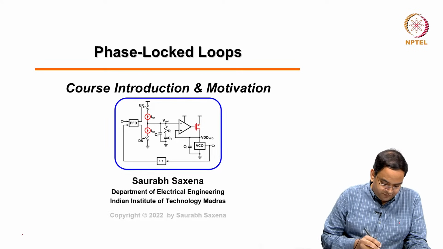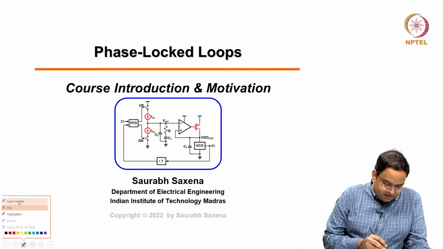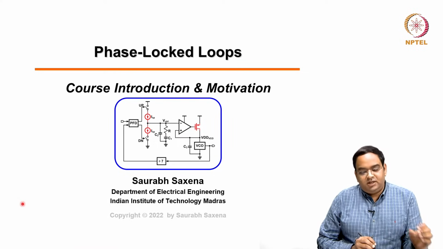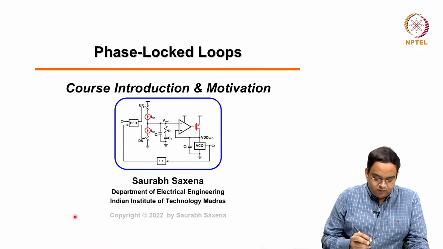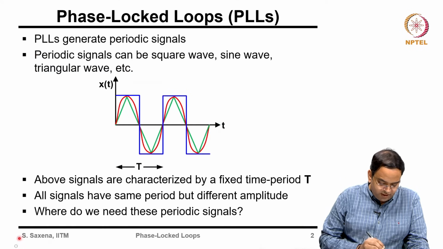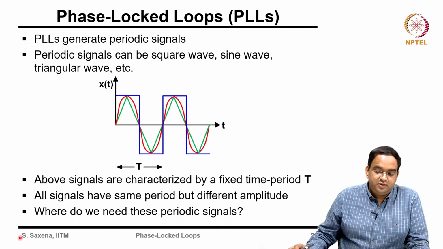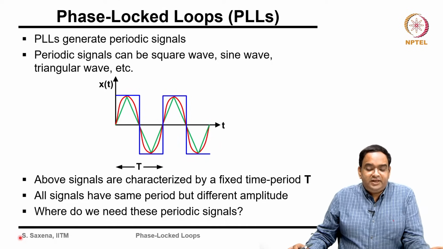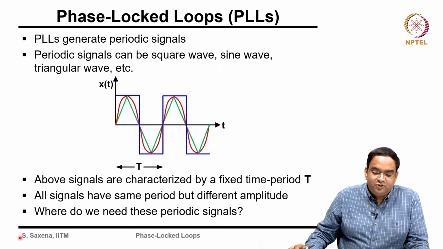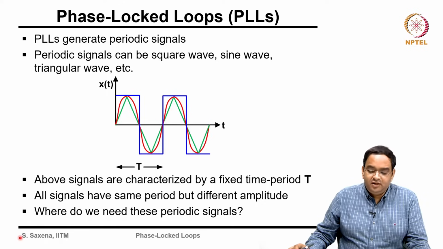So, to begin with, if you just want to say, okay, what do phase lock loops do? Well, phase lock loops generate periodic signals. That is the first bottom line. How do they generate them? What all things will be used in generating those signals? That will be in the course.